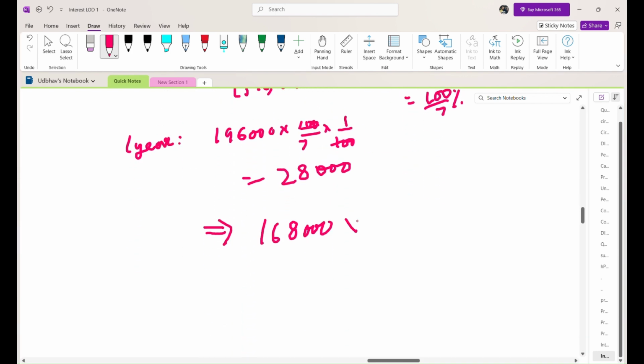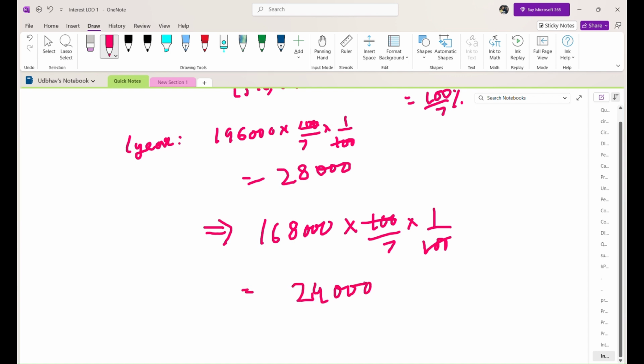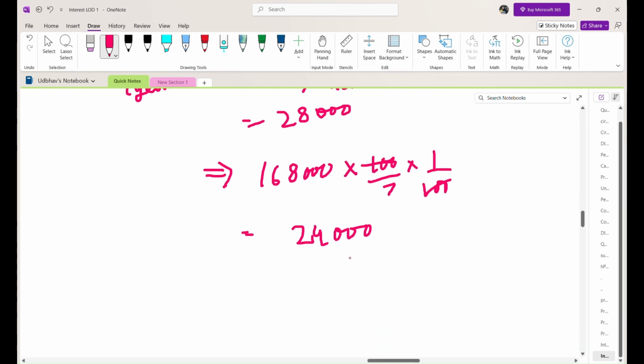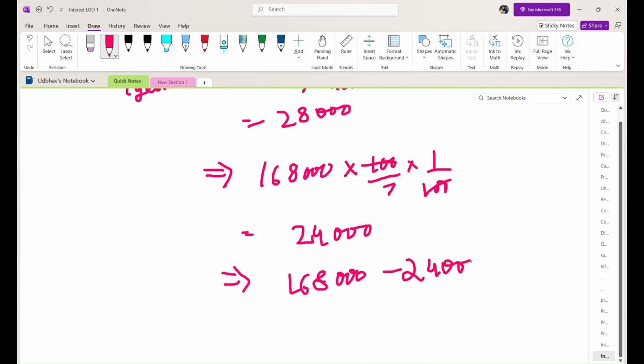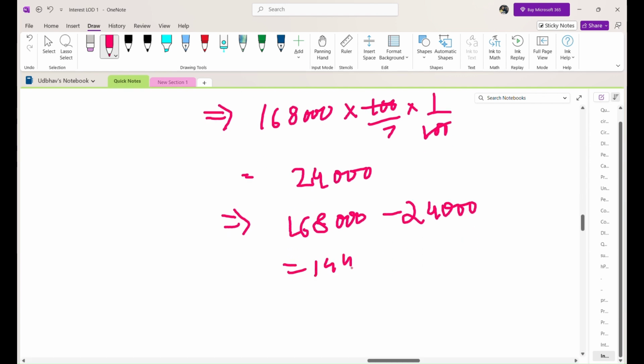1,68,000, and we have to find it for 2 years. So again, the same depreciation of 100 upon 7% on 1,68,000. So again, it will reduce by 24,000. So now the new value of the car will be 1,68,000 minus 24,000, 1,44,000.